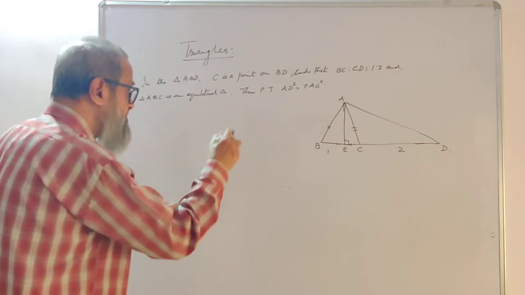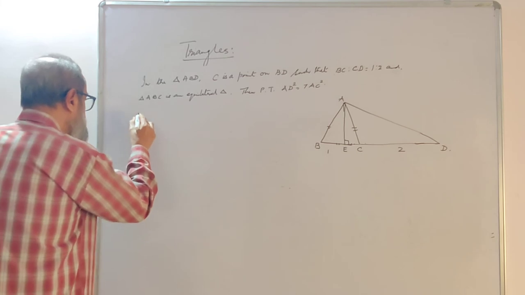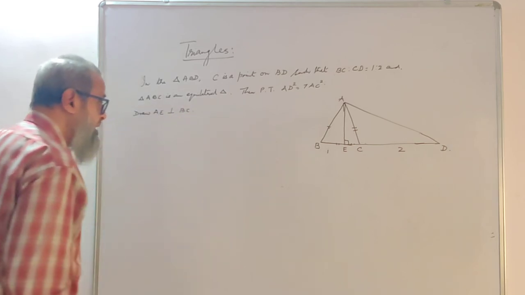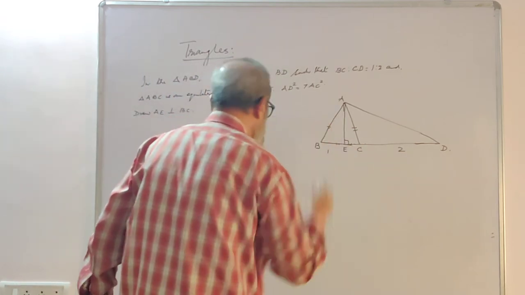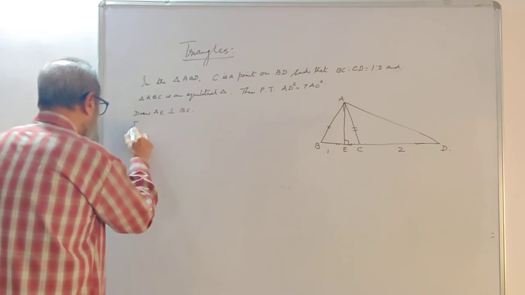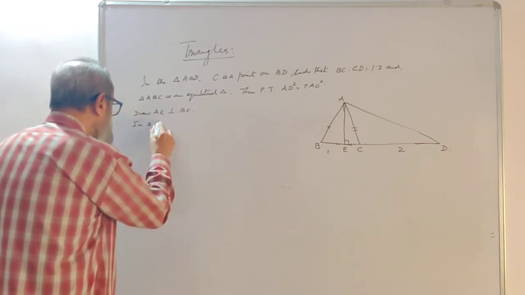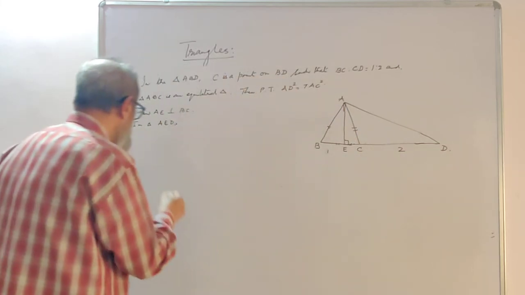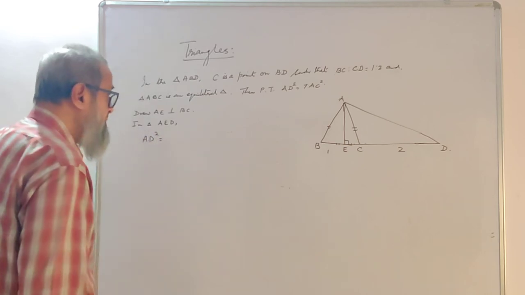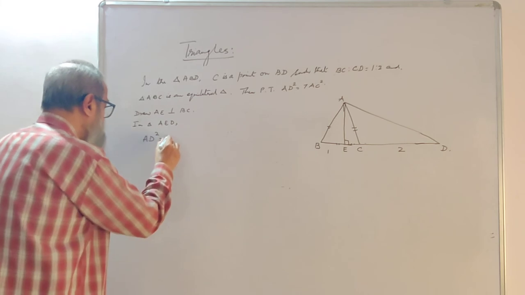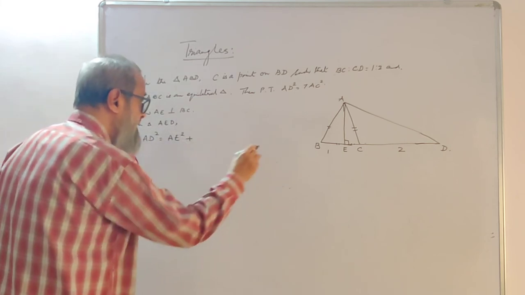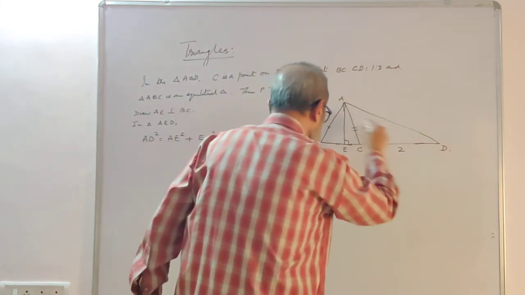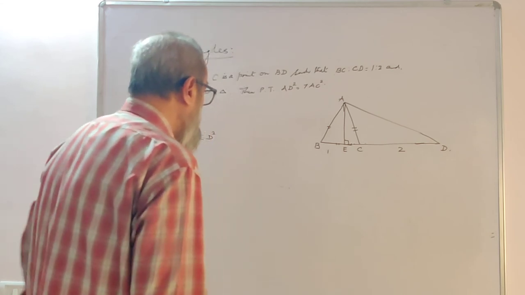In triangle ADE, what I have done? Draw AE perpendicular to BC, so that it cuts BC at E. Now AD is the hypotenuse, so AD square will be equal to AE square plus ED square, right? The square on the hypotenuse is equal to the sum of the squares on the other two sides.